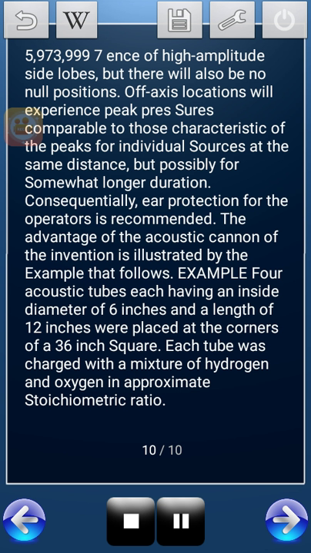The advantage of the acoustic cannon of the invention is illustrated by the example that follows. Example: 4 acoustic tubes, each having an inside diameter of 6 inches and a length of 12 inches, were placed at the corners of a 36-inch square. Each tube was charged with a mixture of hydrogen and oxygen in approximate stoichiometric ratio.